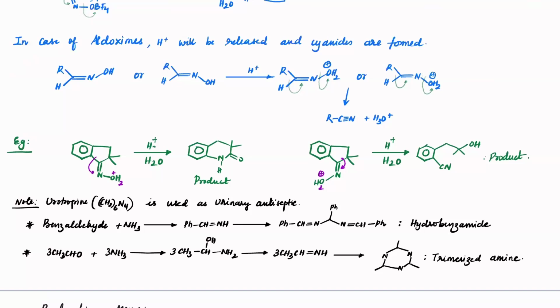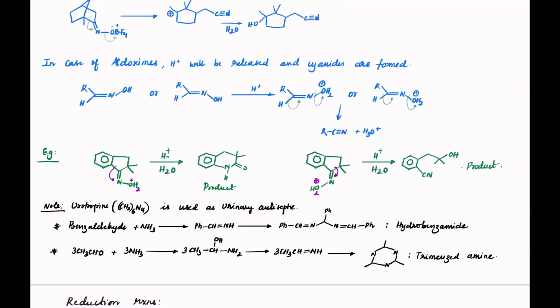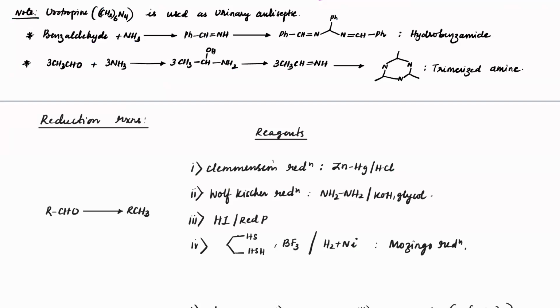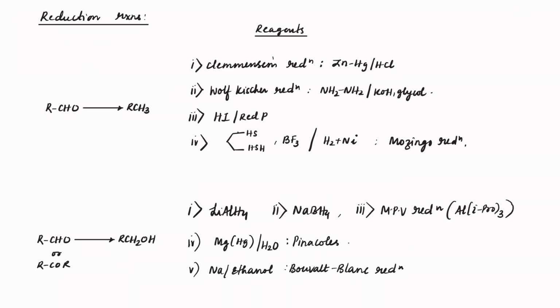So guys, this is about Beckmann's rearrangement. Now, let's look into reduction reactions. In fact, we have come across reduction reactions before. In alcohols, we have done the reduction reactions, in alkanes everywhere. Just check out the reagents that we are using. Mainly, you need to emphasize the reagents here. Got it.